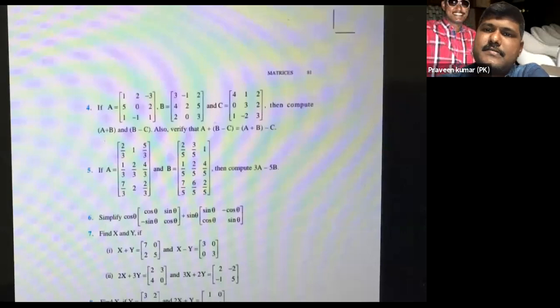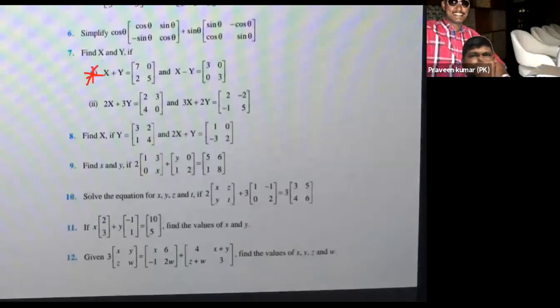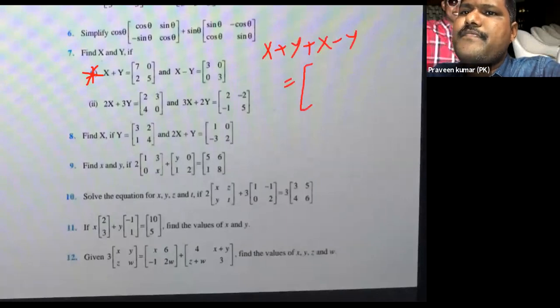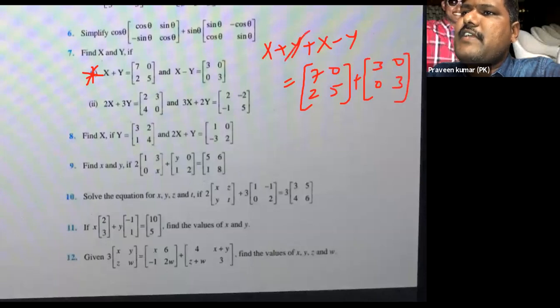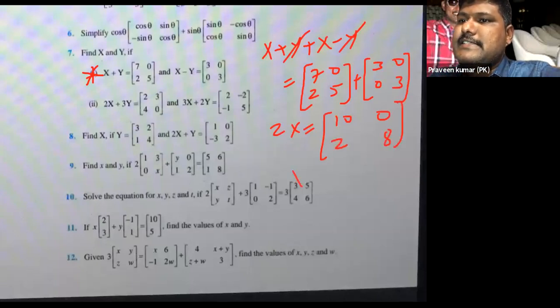Question number 6 over 7. Very, very important this also. X plus y is given, x minus y is given. They're asking to find the value of x and y. Dear students, I will do a very simple thing. X plus y plus x minus y is equal to 7025 plus 3003. On the left hand side, y cancels. What is left? 2x is equal to 10. 7 plus 3, 10. 0 plus 0, 0. Next, 2 plus 0, 2. 5 plus 3, 8.